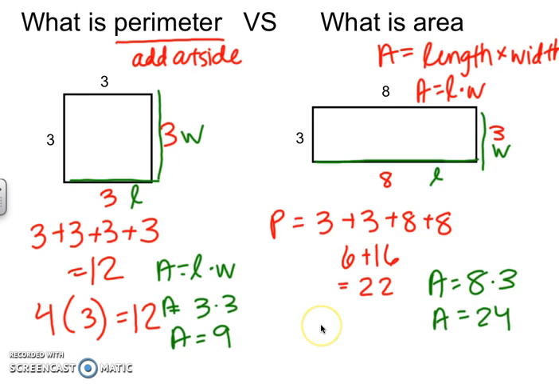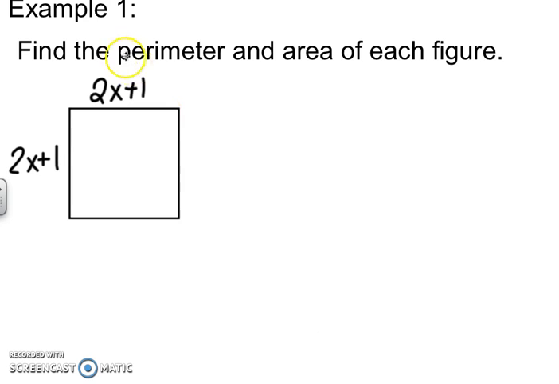But guess what? We're going to add polynomials to this stuff, okay? But first, just kidding, we're going to add polynomials. All right, so it wants us to find the perimeter and area of each figure, okay? So let's start off with perimeter first.